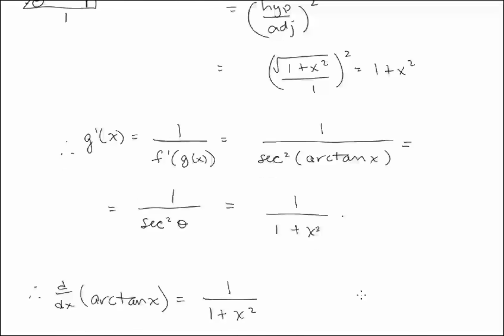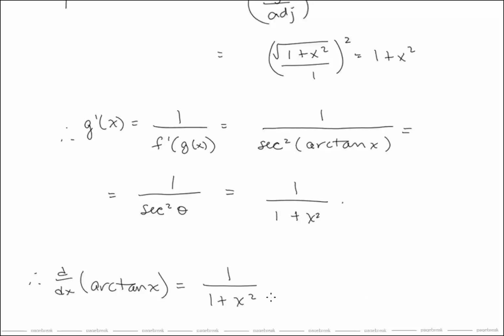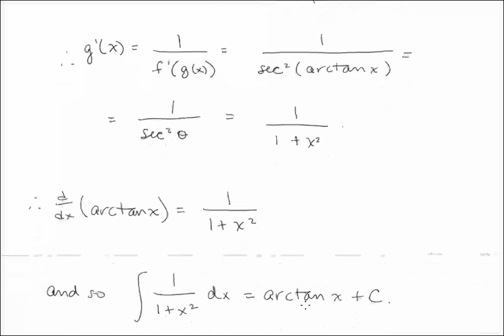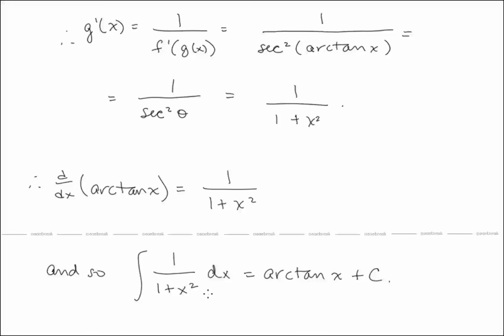And so the derivative of arctan x is 1 over 1 plus x squared. And so that says the antiderivative of 1 over 1 plus x squared is equal to arctan x plus a constant. And again, this is very useful for us in integration.